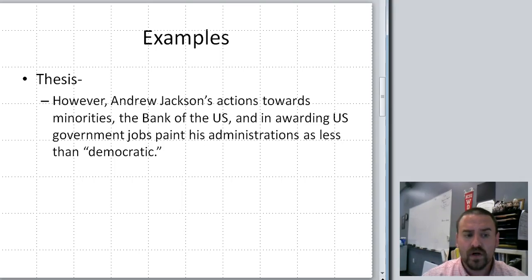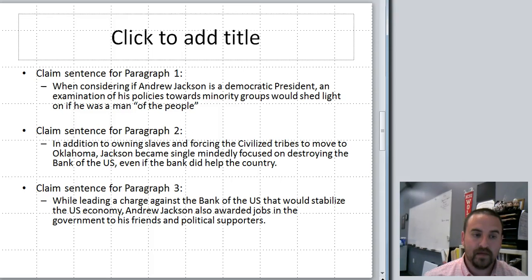So for example, this is the thesis for a DBQ. However, Andrew Jackson's actions towards minorities, the Bank of the U.S., and in awarding U.S. government jobs paint his administrations as less than democratic. So we've got 3 different things to attack: actions towards minorities, the Bank of the U.S., and awarding U.S. government jobs. So we've got 3 paragraphs. Let's take the claim sentences.